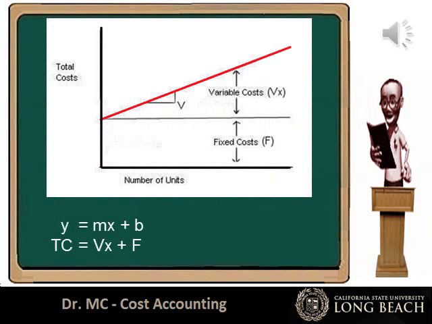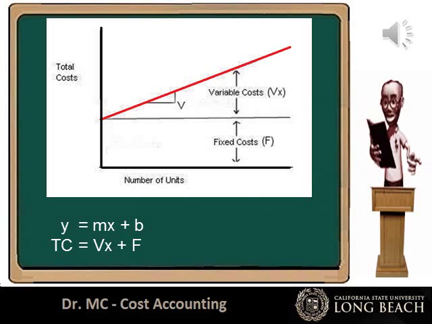The total cost function that we just derived is the red line represented in this graph. As you will recall from high school, the formula for a line is y equals m times x plus b, where m is the slope of the line, and b is the y-intercept. In this graph, y is the total cost. The slope of the line is the variable cost per unit, which is V, and the y-intercept is the total fixed costs, which is F.